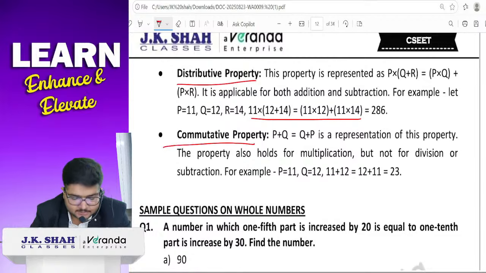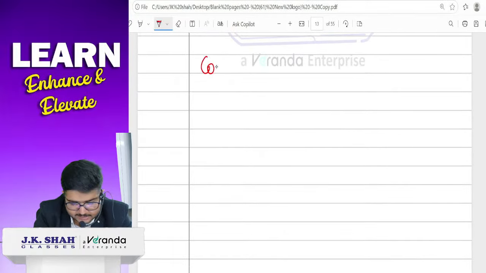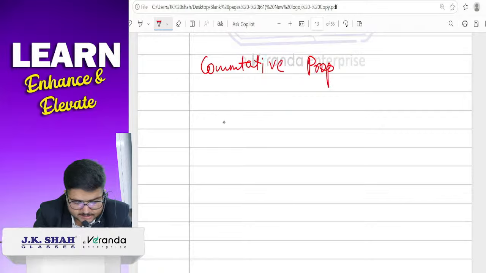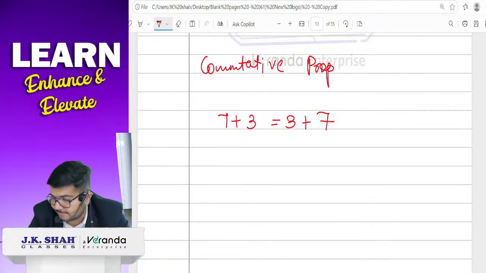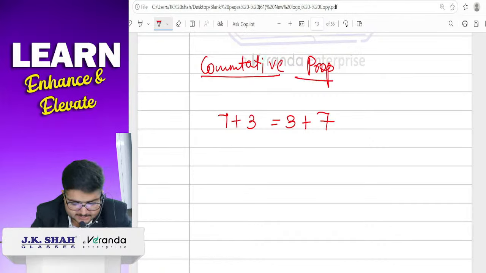The last property of this topic is called commutative property. Now what is commutative property? Commutative property is trying to tell you that 7 plus 3 will be equal to 3 plus 7. Obviously you must have known this property, but the name of this property is very important. Commutative property: 7 plus 3 is equal to 3 plus 7, 4 into 6 is equal to 6 into 4.